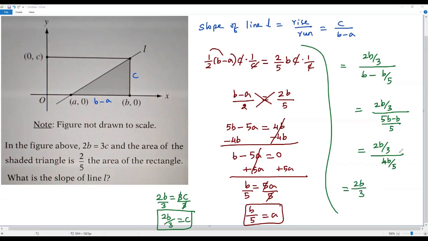Okay, now I can write this fraction as it is, that is 2B over 3, and I can change this division to multiplication and take the reciprocal of 4B over 5. Then I'm getting 5 over 4B. So this B and B will cancel. 2 goes into 2 one time, 2 goes into 4 twice. So I'm getting 1 times 5 is 5, and here 3 times 2 is 6. So the slope of line L is 5 over 6.